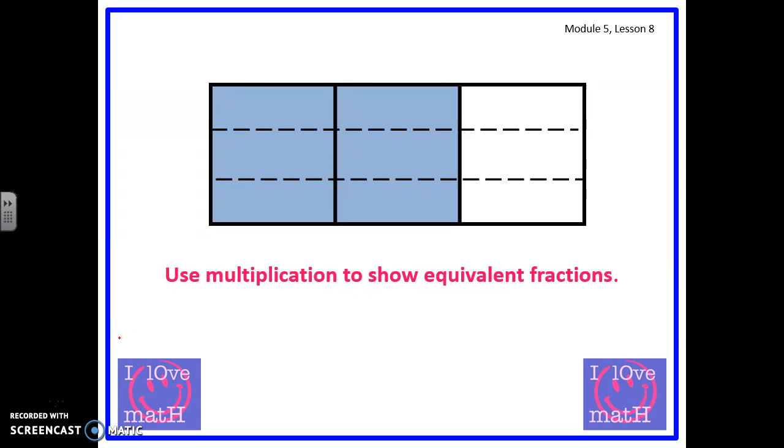Okay, this one says, use multiplication to show equivalent fractions. Before we can do that, let's figure out what is the fraction we're starting with. So let's look. We have this big rectangle here that I'm outlining for you. And we see that it's divided into three big compartments. Okay, so we have one big compartment here, we have our second one here, and our third one here. So we have three big compartments, or three total parts.